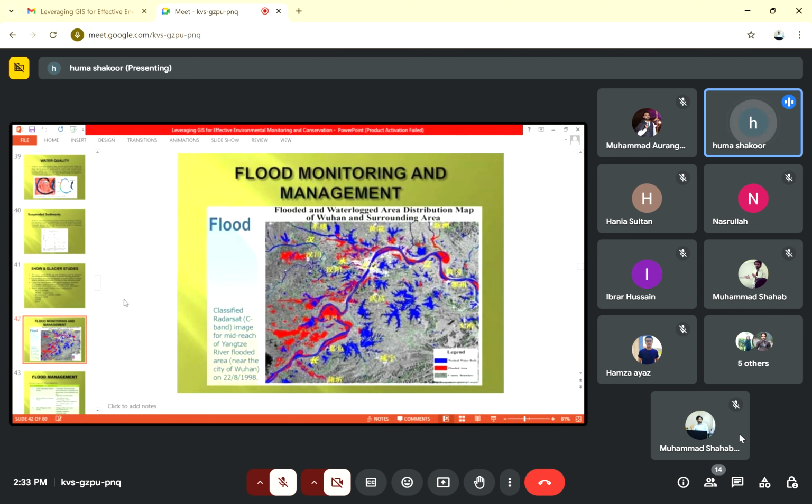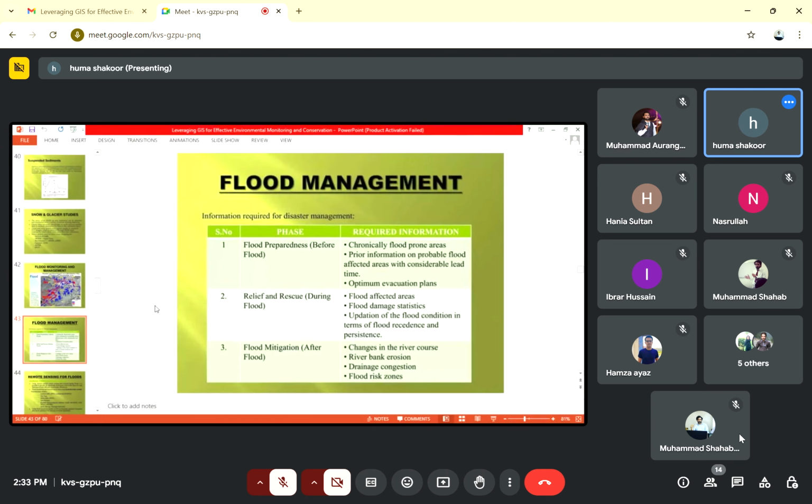Now, flood is one of the areas which we have to cover with water monitoring. So how to cover the flood area, how to monitor the flood area? These are the satellites and images which are used to cover flood monitoring and flood management. How to do the flood management?